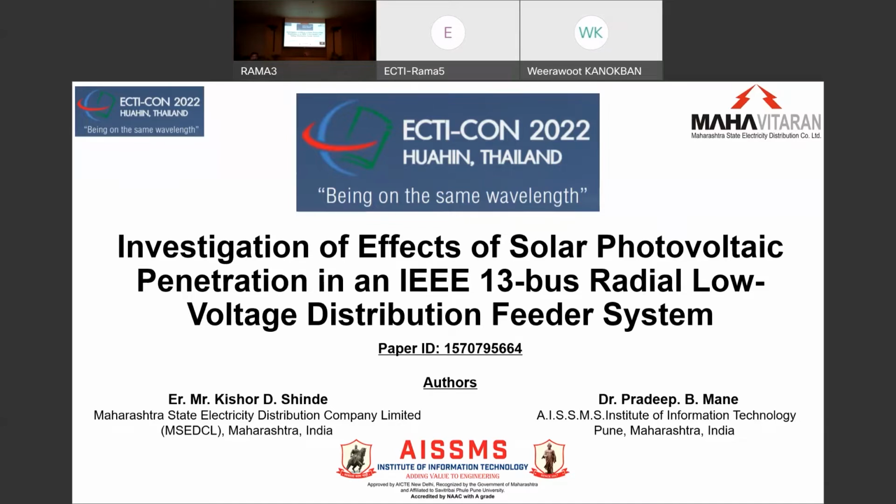Topic is investigation of effects of solar photovoltaic in IEEE 13 bus radial low voltage distribution feeder system. Some of us know that solar energy is helping us to reduce the emissions. But in India, we have got statistical figure. Power generation is 395.6 gigawatts. 10% of energy which is being generated in India.